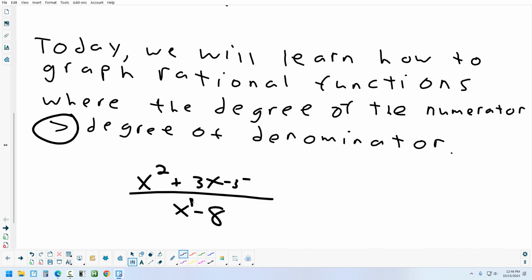We might look at one where maybe we had something like this. The degree in the top is still bigger, but now it's 2 bigger than the bottom, okay? Because that's a 3, that's a 1. We are not going to sketch something like that. Okay, we'll do something else with it, but we won't sketch it.